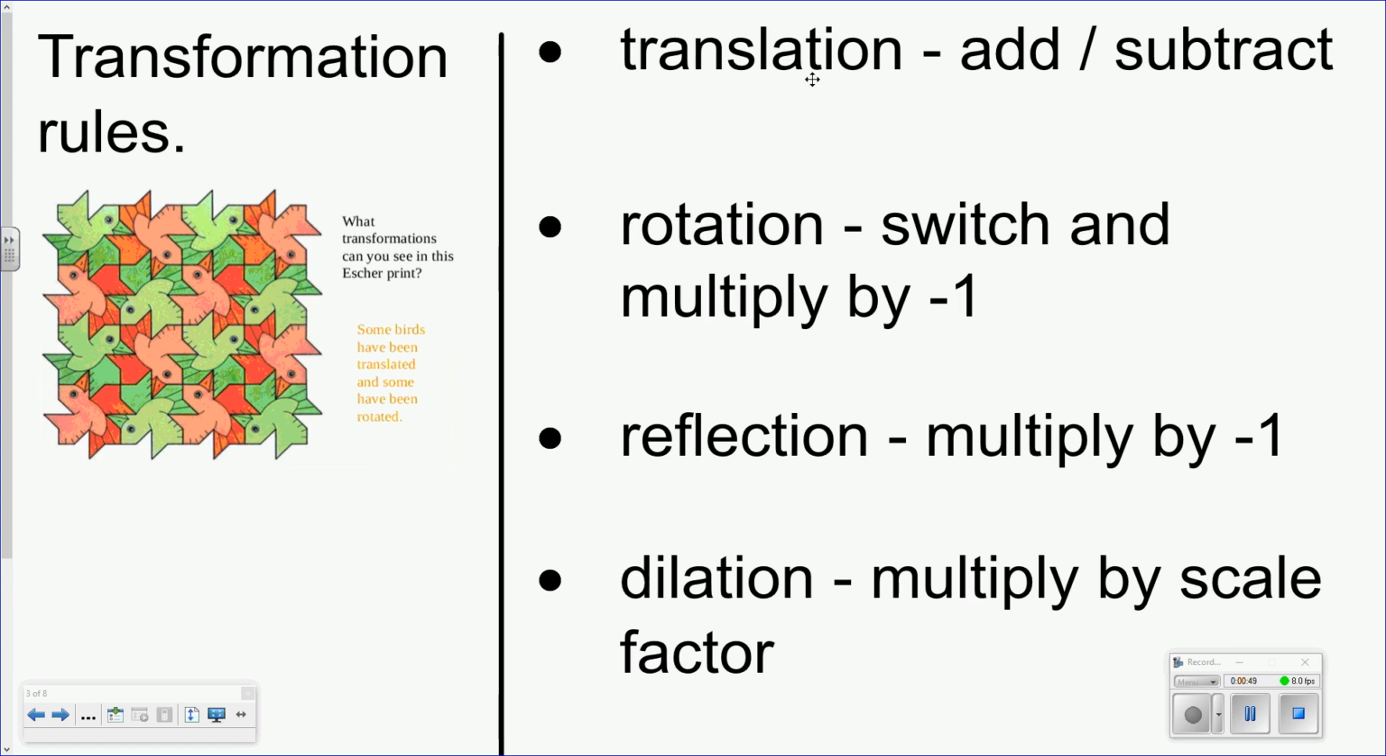The rules: a translation means you're going to add or subtract with your ordered pair. A rotation means you're going to switch them, so you're going to rotate the x and y and then multiply by -1. A reflection, you just multiply by -1 depending on if you're going over the x or over the y. And the dilation is always multiplying by your scale factor.